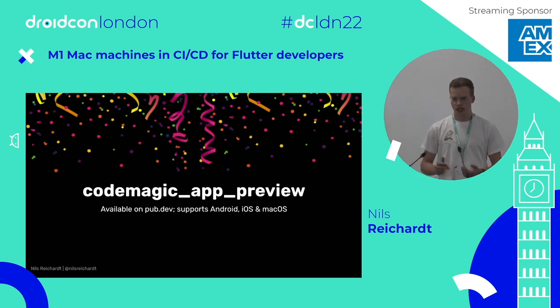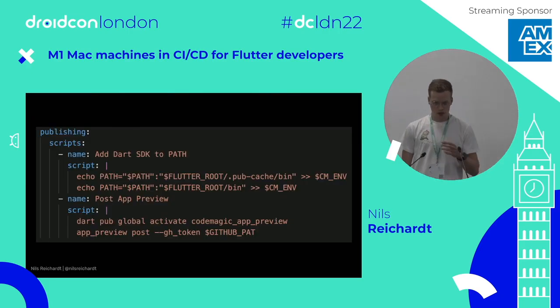You can use it on Android, macOS, and iOS, and it's really easy to add because you just need to add these few lines in your CodeMagic file, and that's it. So it's basically the last line, and it does everything for you, with some magic in the background, and then it's just posting the comment on the pull request.